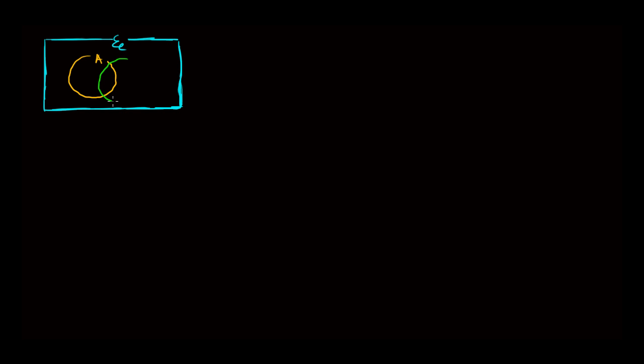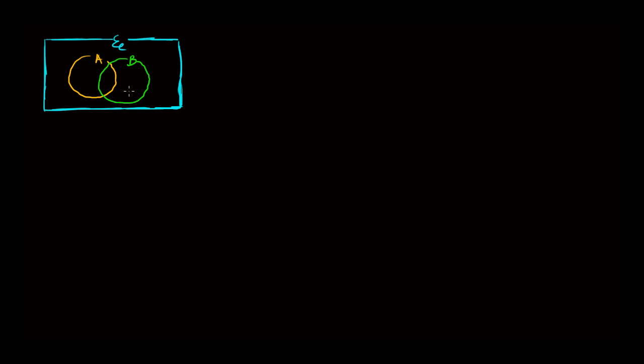Let's say we have a universal set like this. Universal sets are always represented in rectangles using Venn diagrams. Inside the universal set we have subset A, and we also have subset B like this.